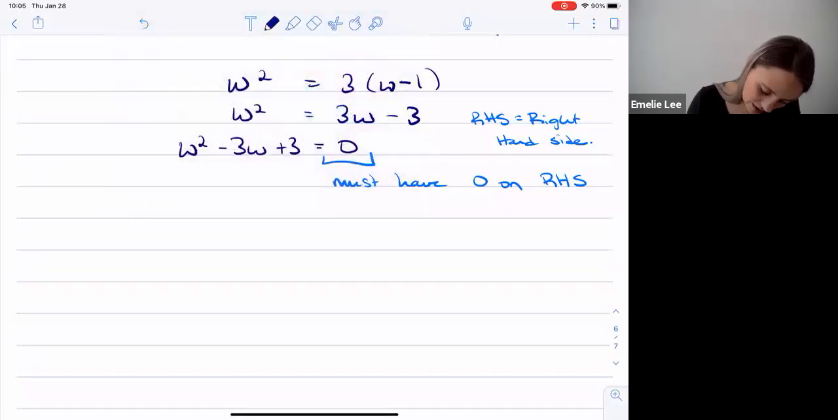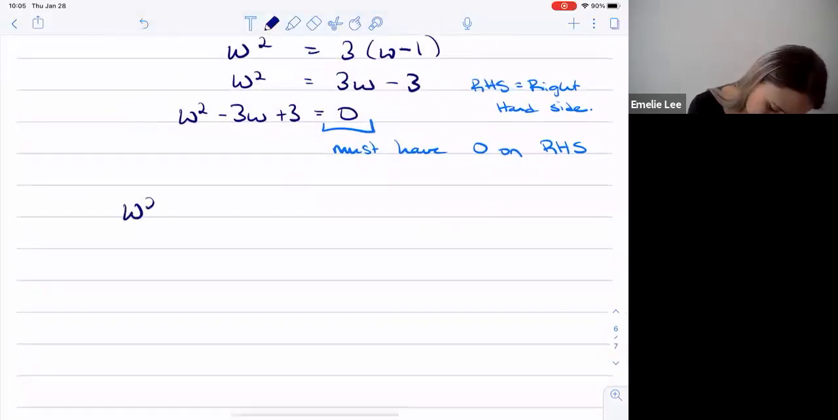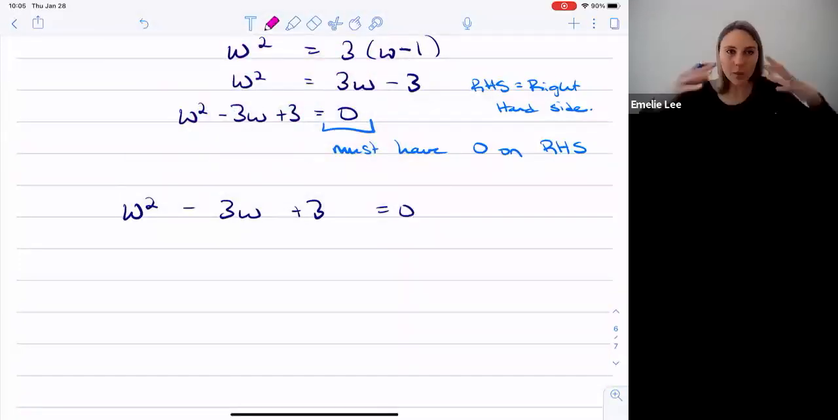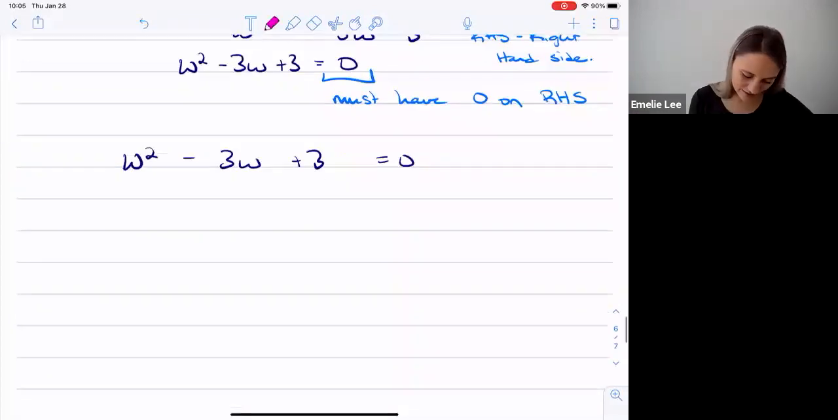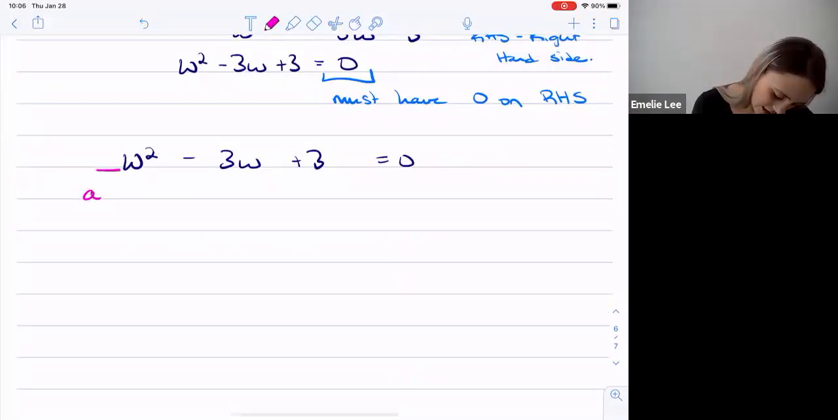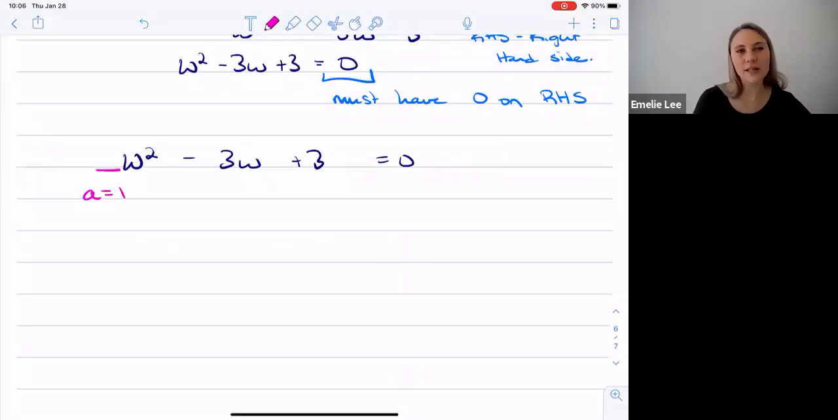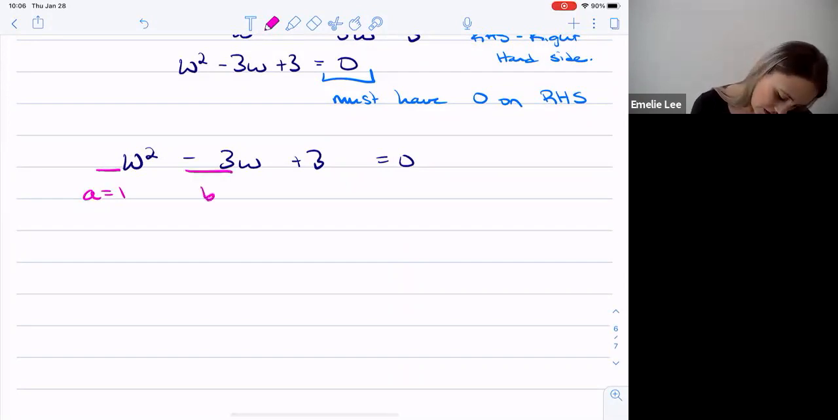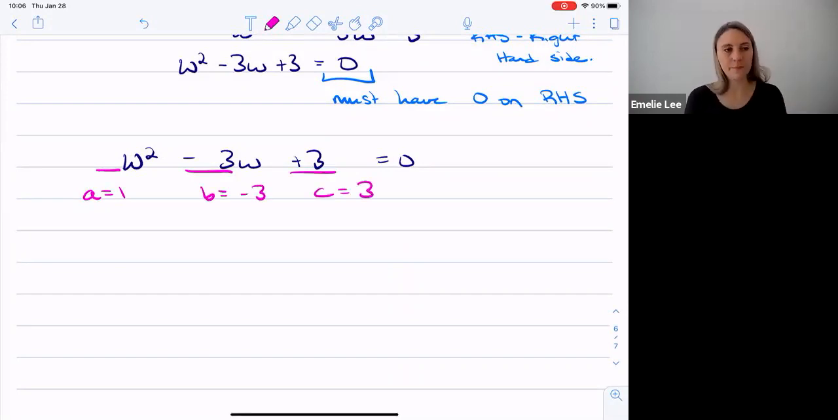So if we just write it out, w squared minus 3w plus 3 is equal to 0. Just writing it out bigger so that I can underline things here. So a must be equal to 1, right? A is always the coefficient on the square. And then b is equal to negative 3, and c is equal to positive 3.